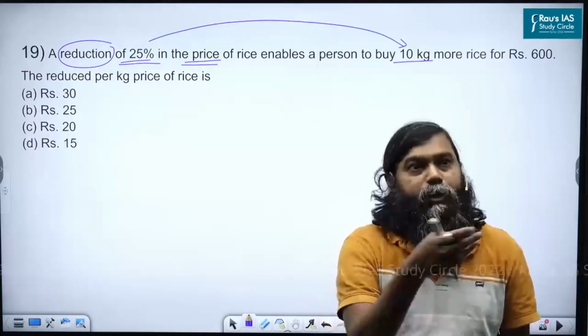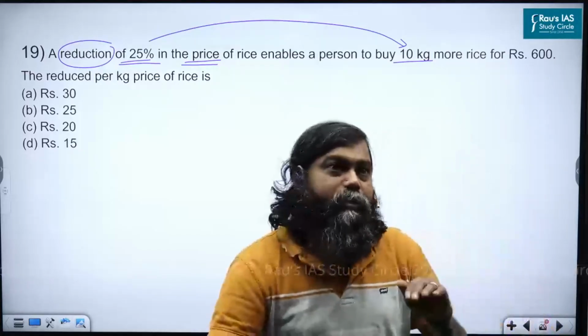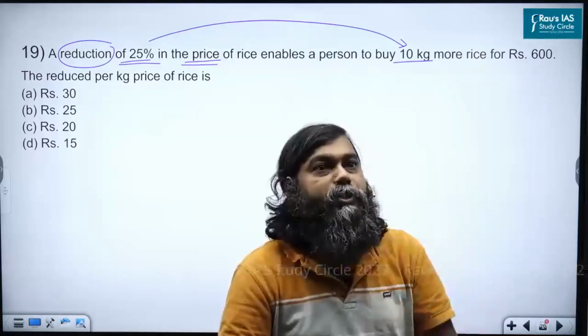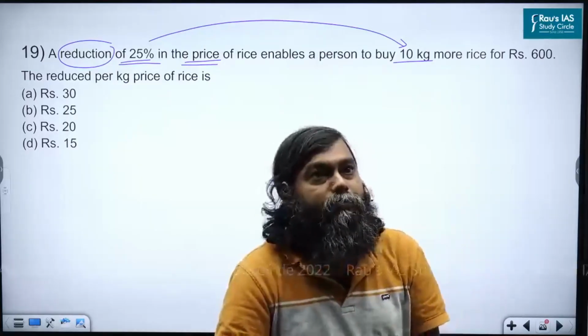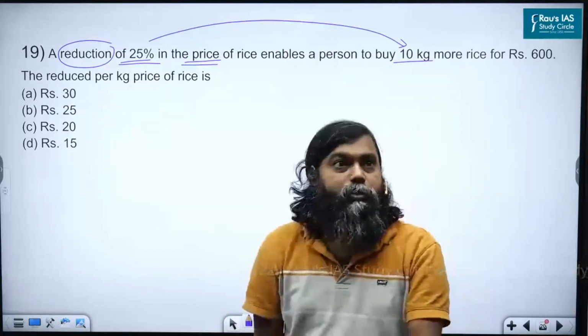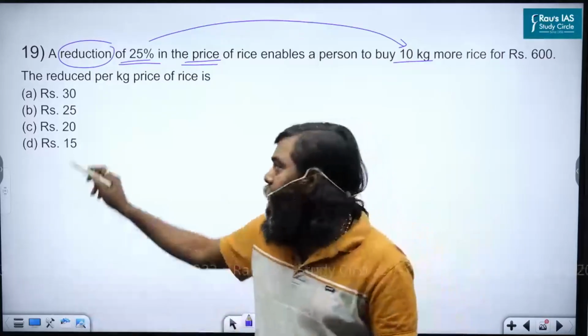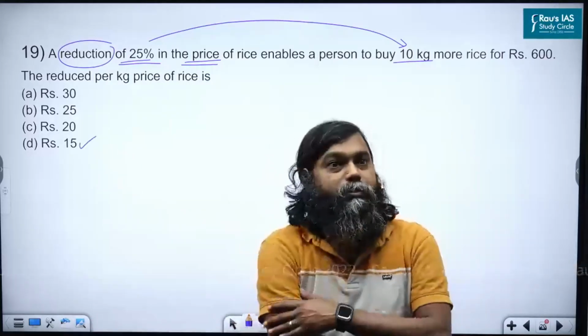How much money is in your hand? 600. 600 rupees purchasing 40 kg. Per kg how much? 600 rupees for 40 kg, per kg how much? 50. That is the answer.